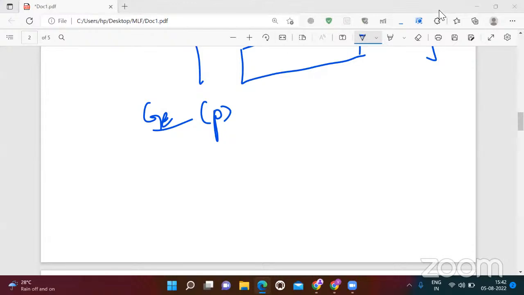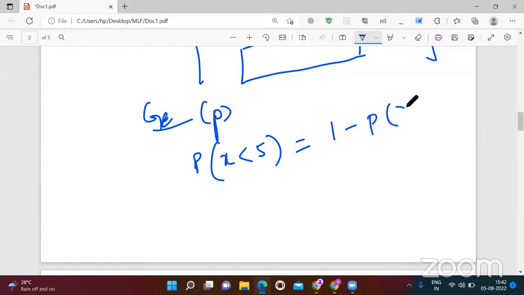In this question, fewer than 6 means I should take the 6 balls, right? Yeah, you should calculate for 1, 2, 3, 4, 5. See, X less than 5 is there, right? You can calculate it by 1 minus the probability of X greater than or equal to 5, right?